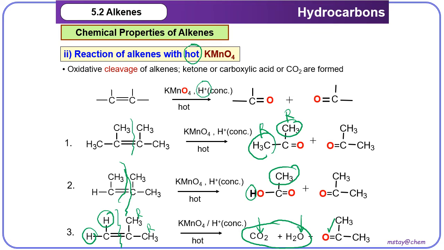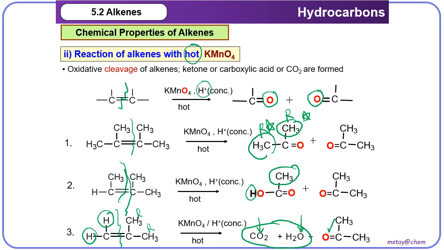So for the hot acidified KMnO4, same case as the ozonolysis: break the double bond and then add the oxygen next to the double bond. Then you have to look at whether the two groups are alkyl groups. If the two single bonds are attached to the alkyl group, then it is fine. You have already finished the job.